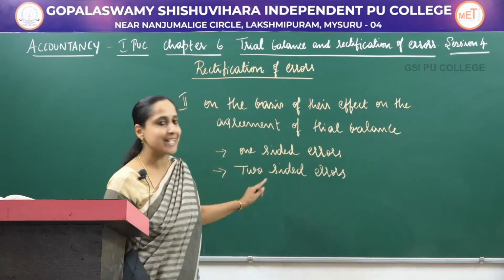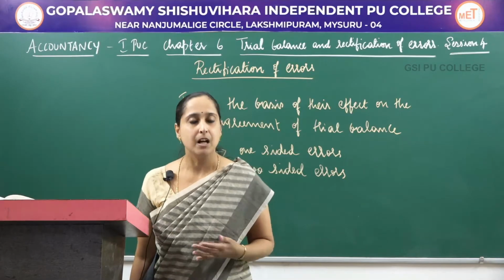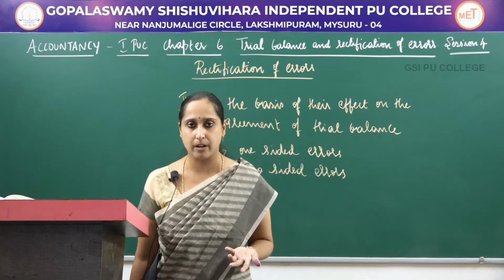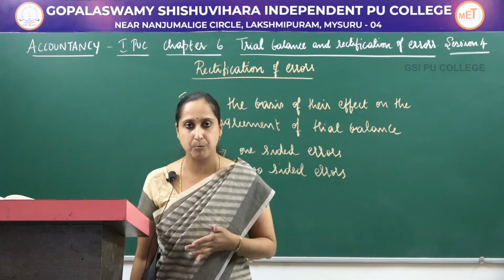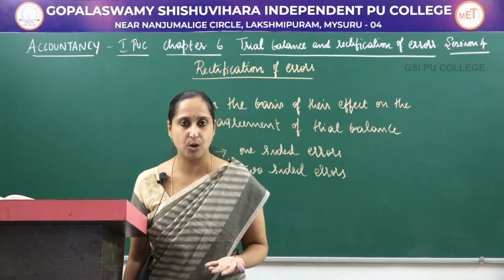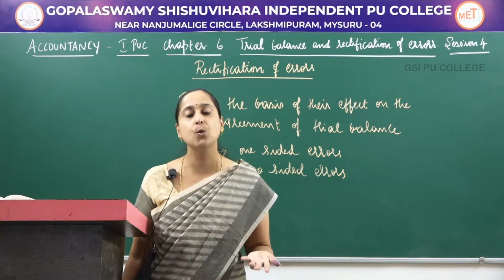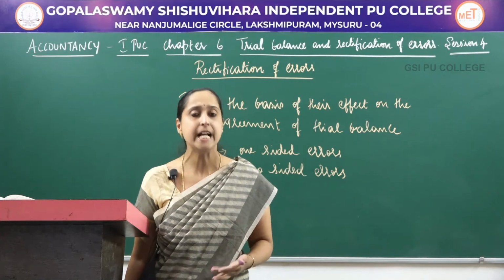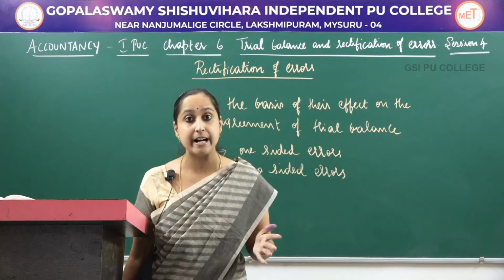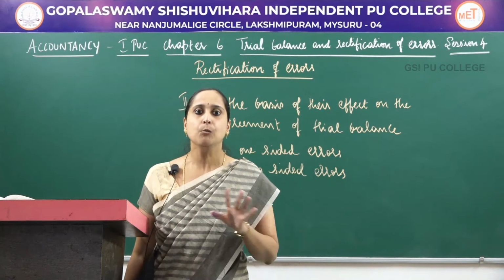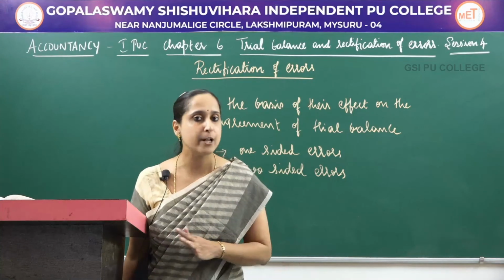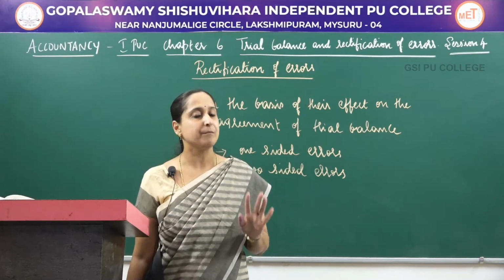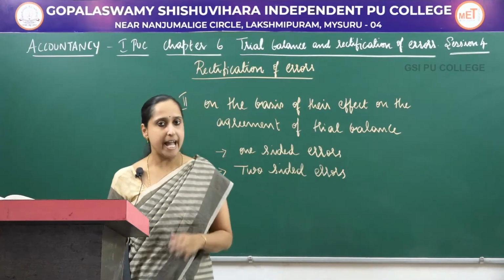That we call it as two-sided error. For example, if you omit to record a transaction in the subsidiary books or into a purchase book, for example, if you have purchased goods from Mohan worth rupees 10,000, that transaction you have not entered, you have not recorded. Here both debit and credit aspects are not recorded. This type of error we call it as two-sided error.